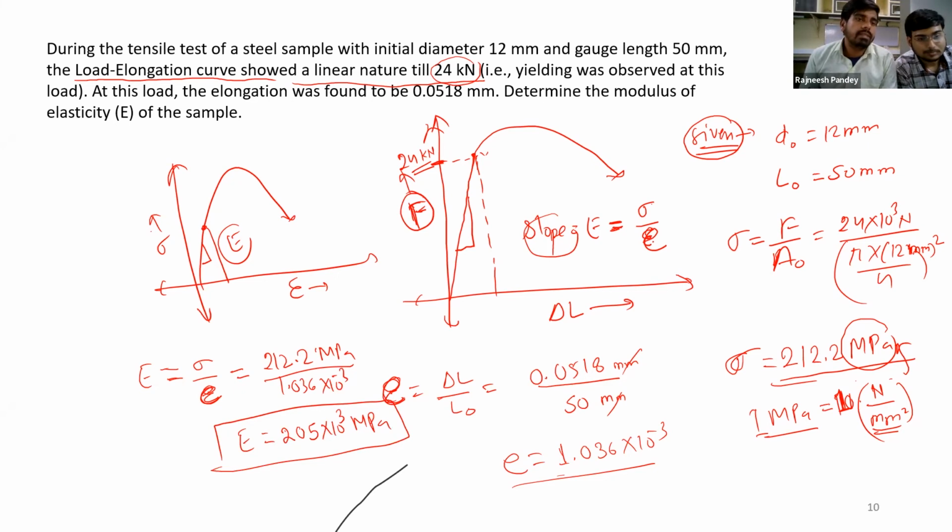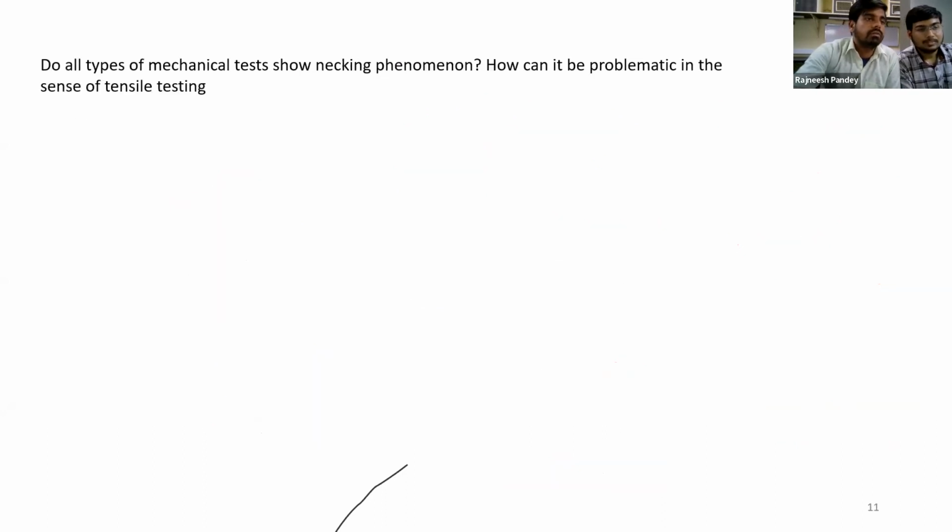The basic idea behind this question is you always need to keep in mind that the elastic modulus of a material is always given by the stress versus strain curve, not the load versus elongation curve. So you need to convert force into stress and elongation into strain respectively. So go to the next question.